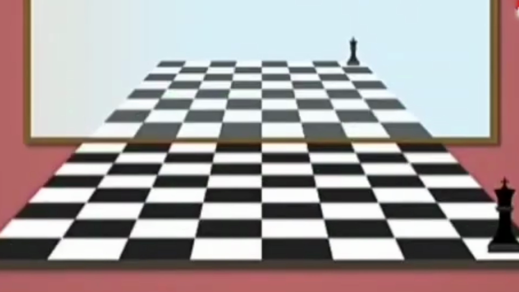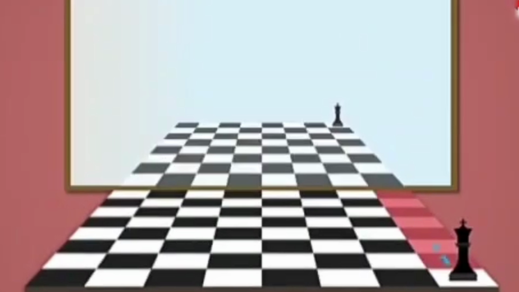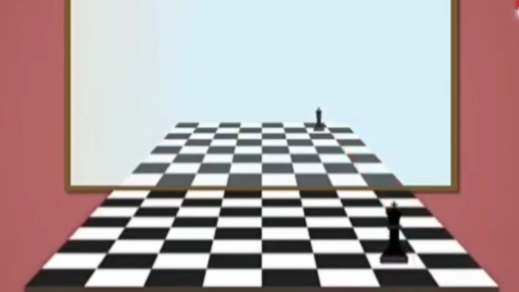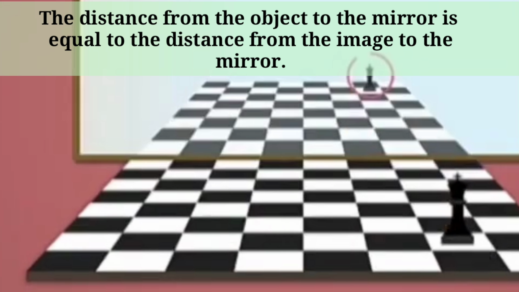Second one, place a mirror perpendicularly on a table. Then place a chessboard and a chess piece on it. Look at the position of the image. Are they both at the same distance from the mirror? Well, you can count the number of squares in front of each. Here, there are 7 squares in front of the image and the object. You can move the chess piece anywhere on this square board and find that its image is always the same distance from the mirror. So the next property is that the distance from the object to the mirror is equal to the distance from the image to the mirror.